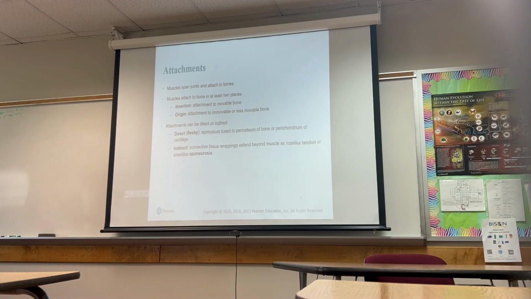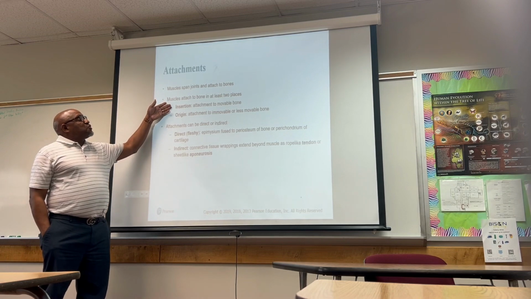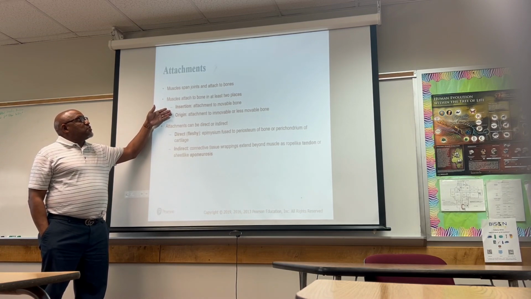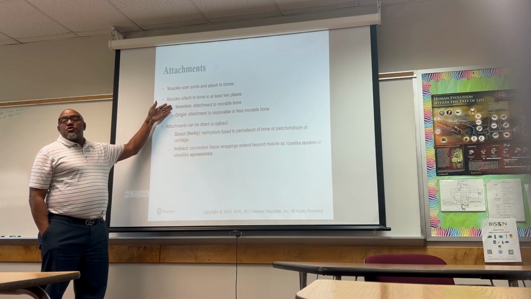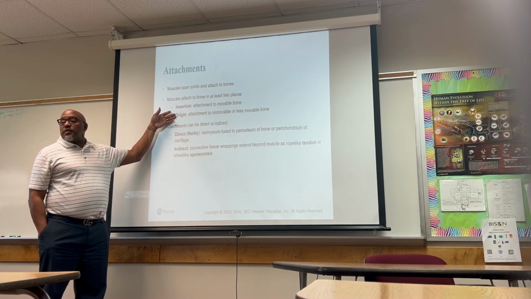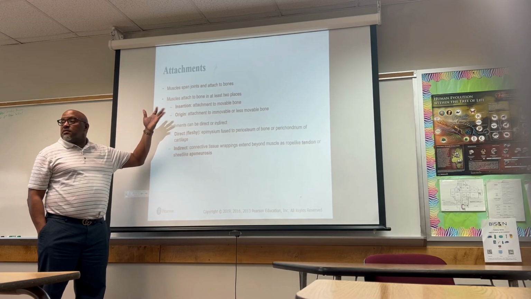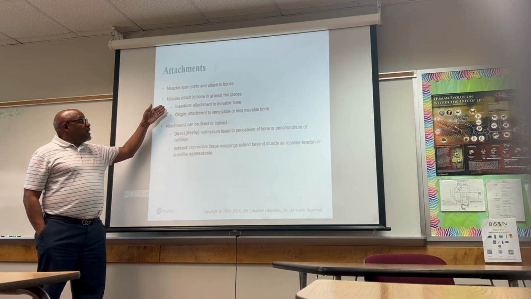Muscles span joints, or they go across joints, to permit movement. Muscles attach to a bone in at least two places. There's an insertion and there's an origin. Insertion is the attachment to the movable bone. Origin is the attachment to the non-movable or less movable bone. We talked about that already, right? In chapter 8, and I flexed my bicep for you guys. You guys don't need me to flex it again, because if I did, you might pass out. So, all right, you got that.